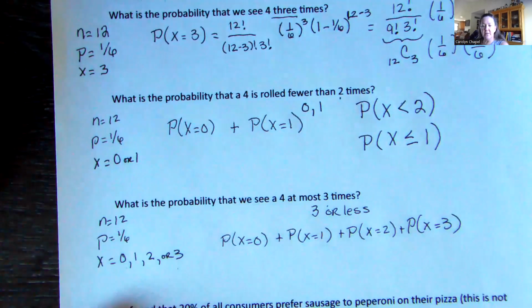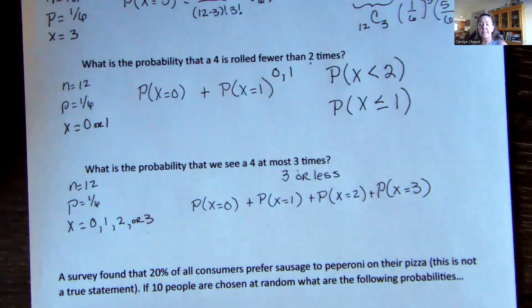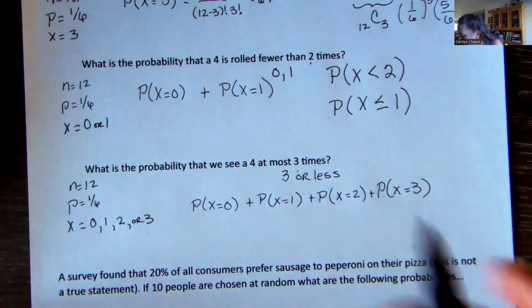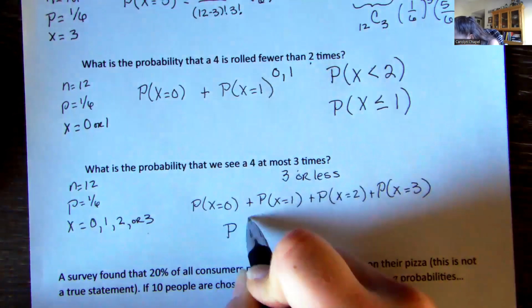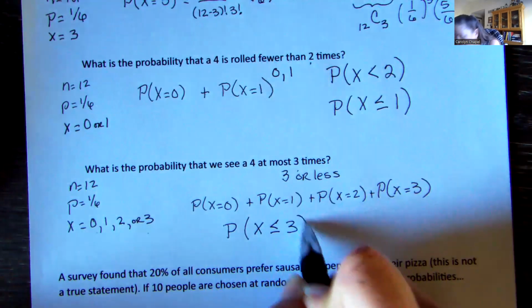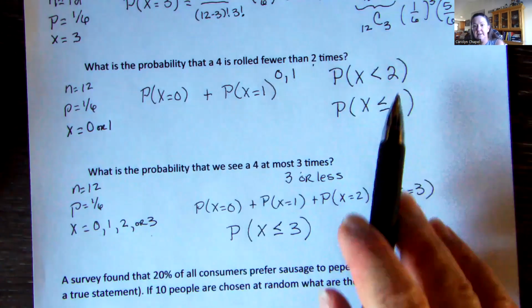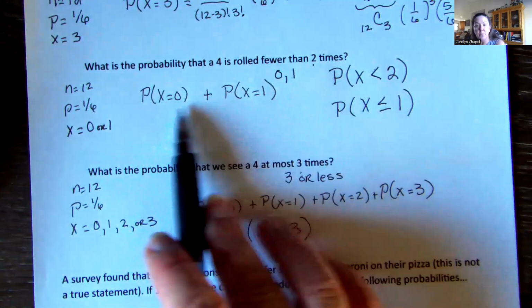Hence why I like to use technology. You could calculate each one of those and add them together. Or we are trying to find the probability that x is 3 or less than or equal to 3. Okay, here was strictly less than 2, which was less than or equal to 1.